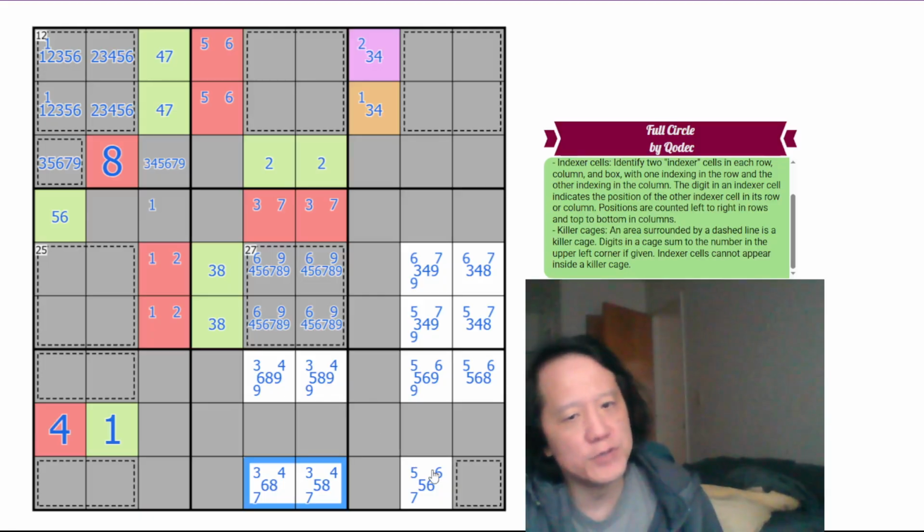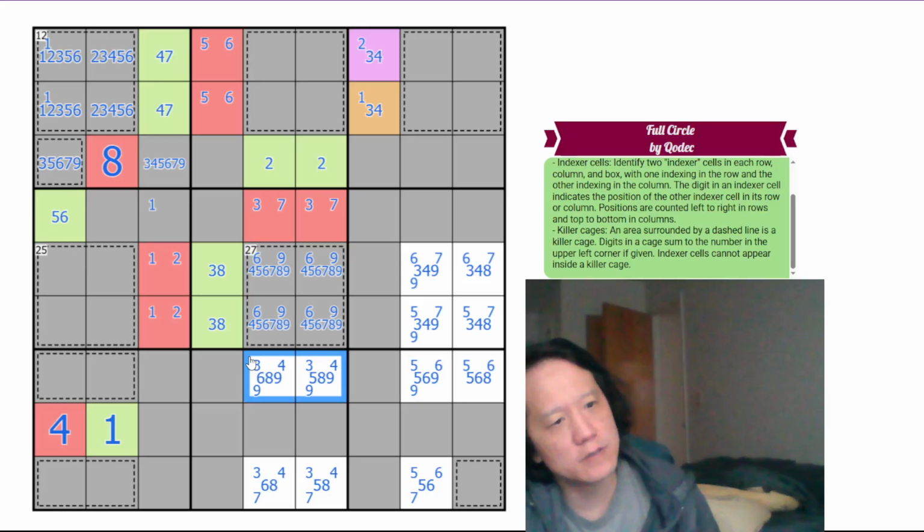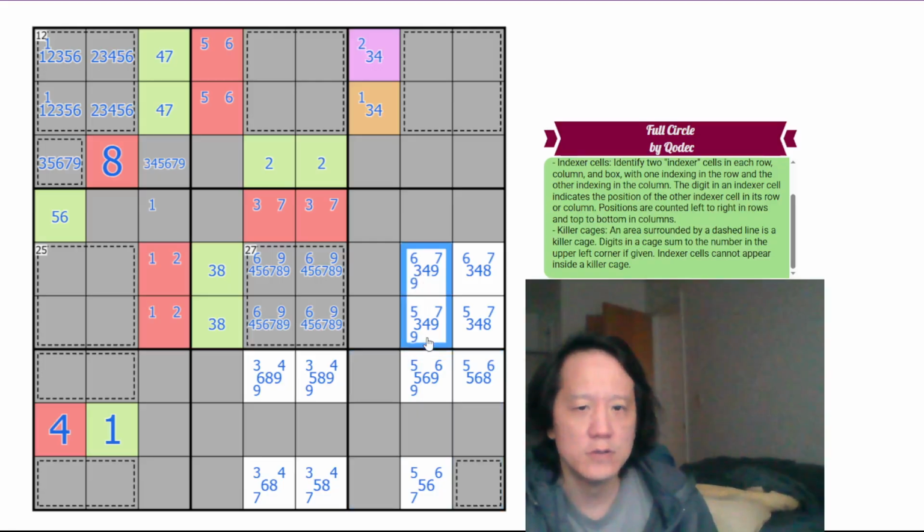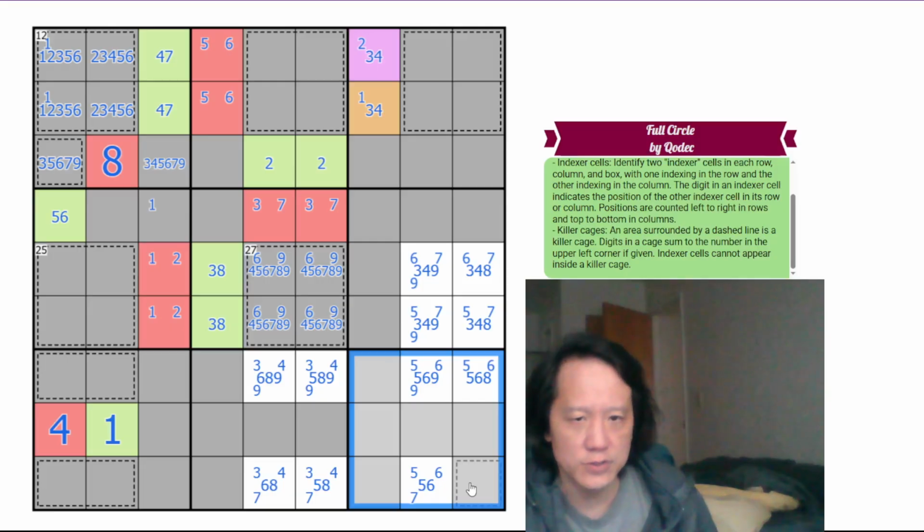So this cannot be two indexes here, because that would force this box to only have one index. You cannot have two indexes here, because if you have two indexes here, that would guarantee only one indexer for box 9 also. So we are guaranteed an indexer here.